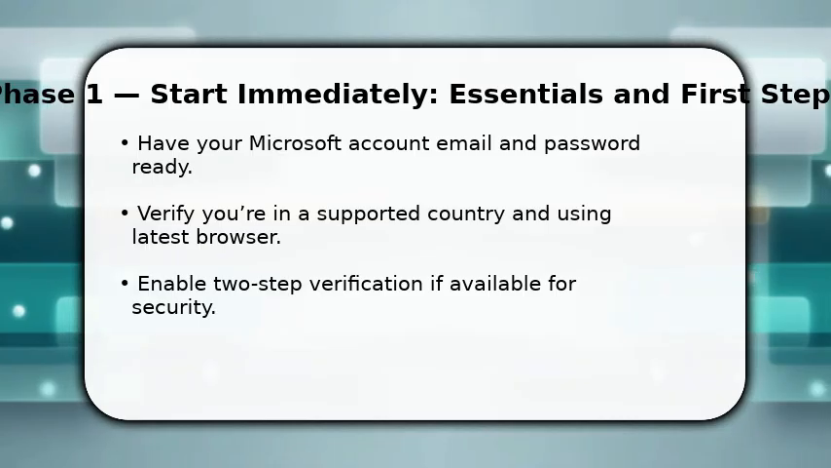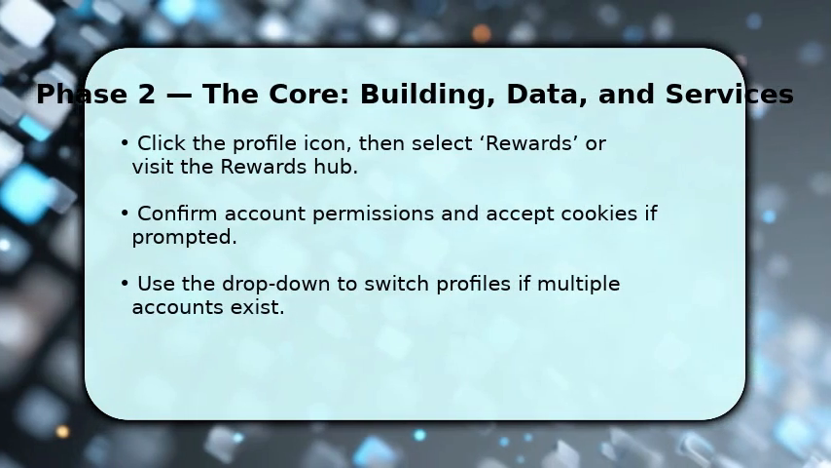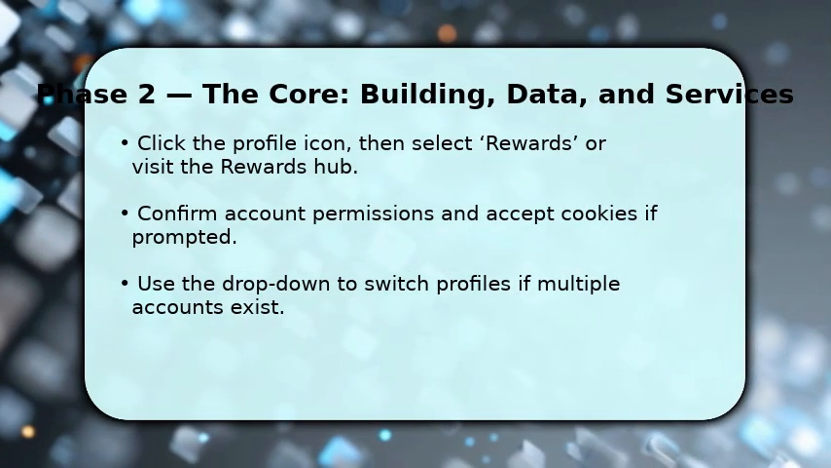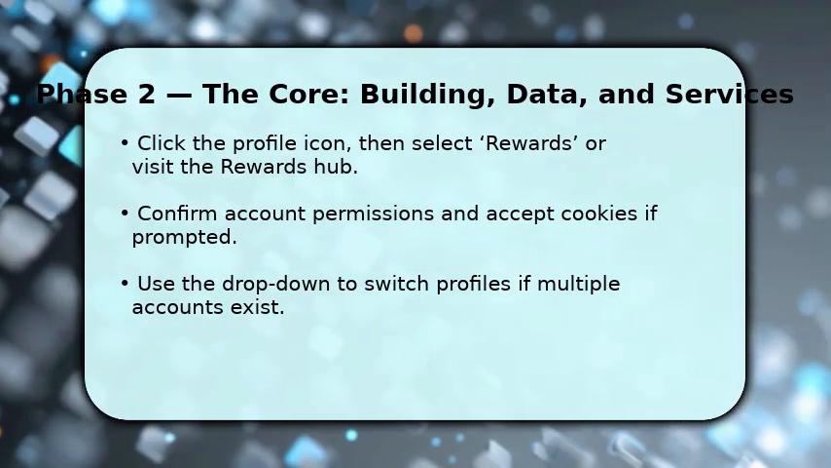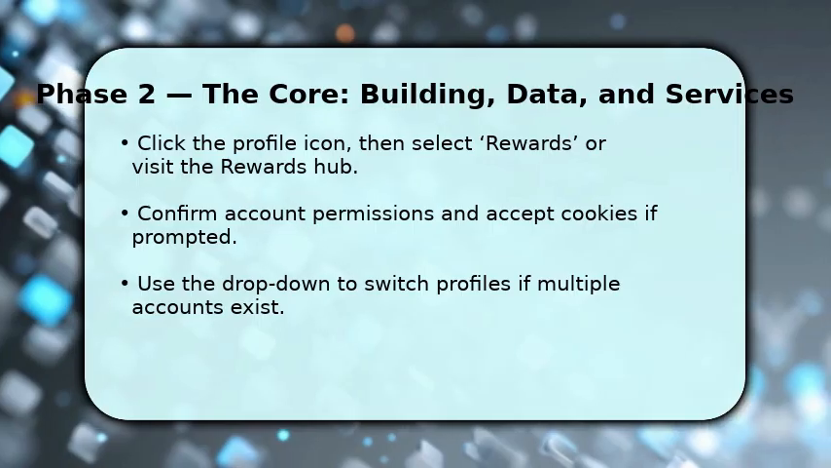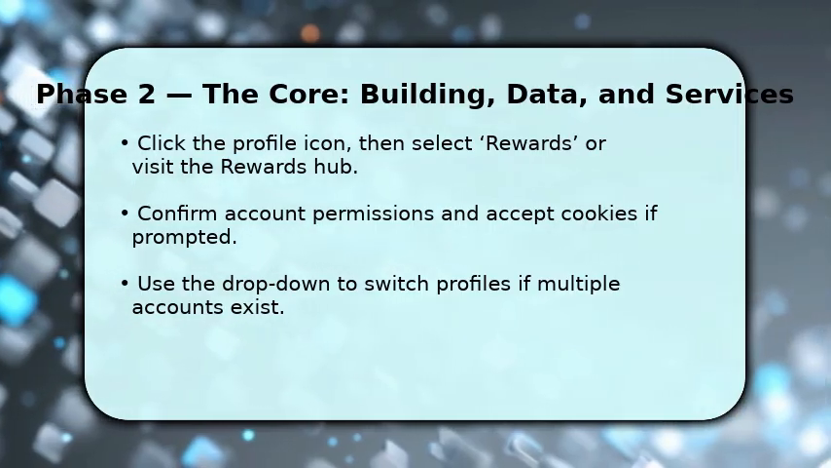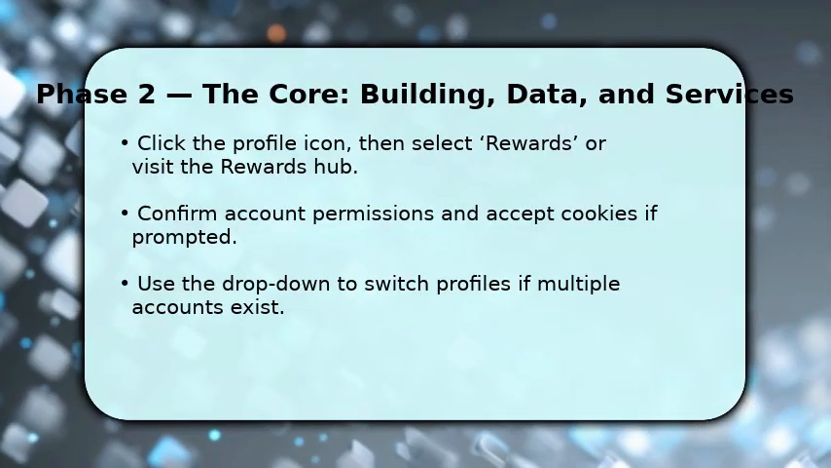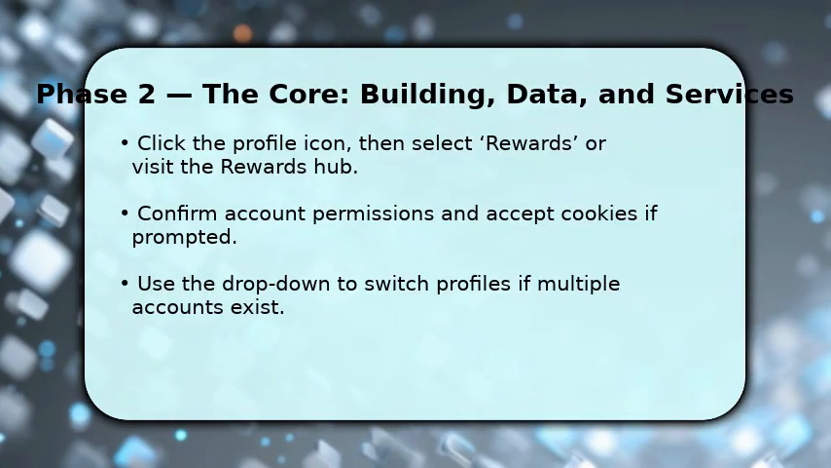After signing in, locate the Microsoft Rewards entry, either via the profile menu or the Rewards Hub link. Click through and grant any requested permissions. This enables tracking of searches and points. If you manage multiple accounts, use the profile switcher to pick the correct one. Mistaken accounts won't show your points.